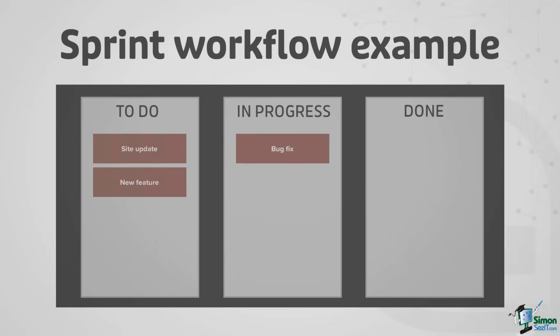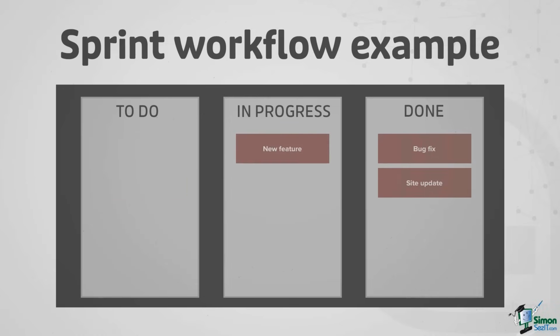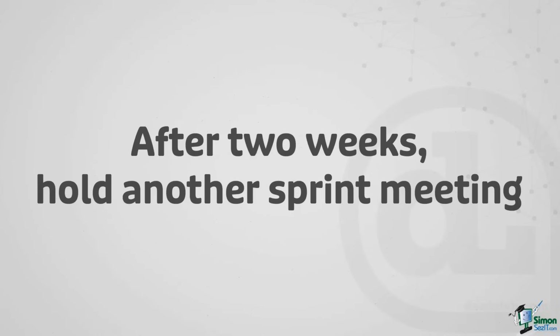So the process for this is to take a single ticket and drag it all the way from left to right before you bring another one on. You don't want to have multiple things in progress if you can help it. You take one all the way over to completion until they're all done. Then after another 2 weeks, you're going to hold another sprint meeting.